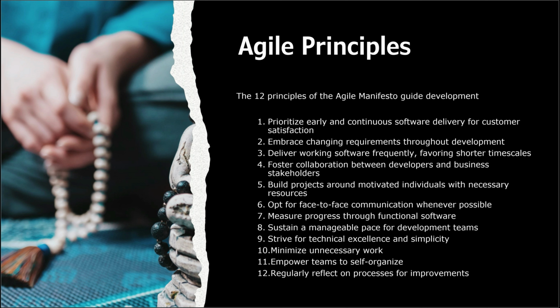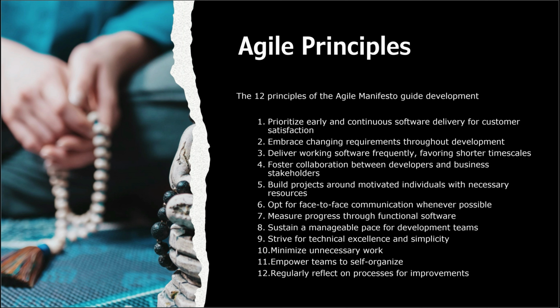Next, we will talk about Agile principles. There are 12 principles in the Agile Manifesto. First, deliver early for satisfaction. The idea is to deliver software to the customer quickly to make them happy. Second, welcome changes. Be prepared to make adjustments even late in the development process. Third, deliver often. Keep delivering new working software in short cycles. Fourth, work together. Developers and business people should collaborate closely.